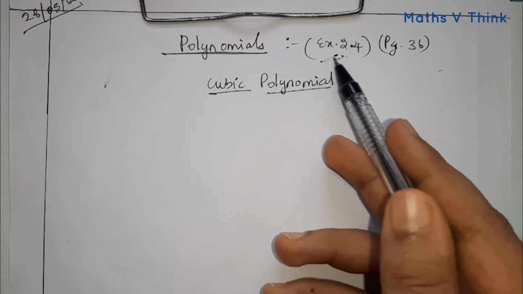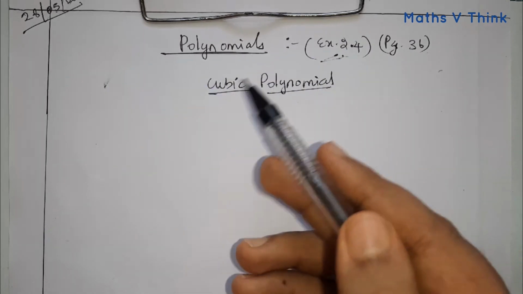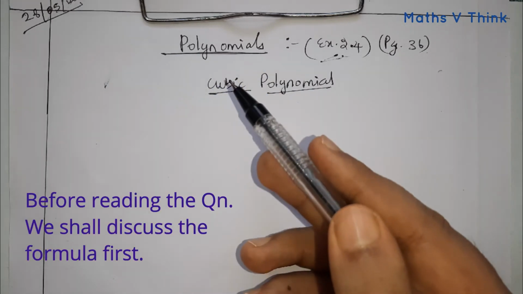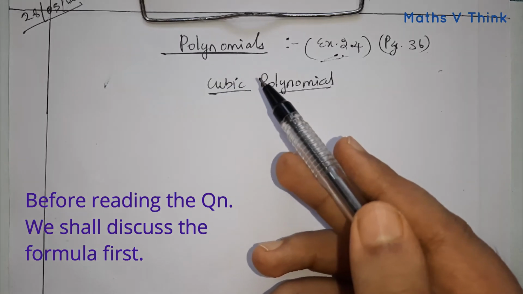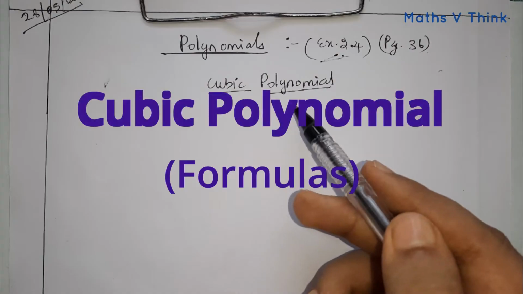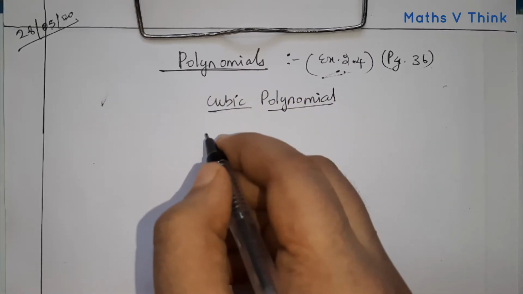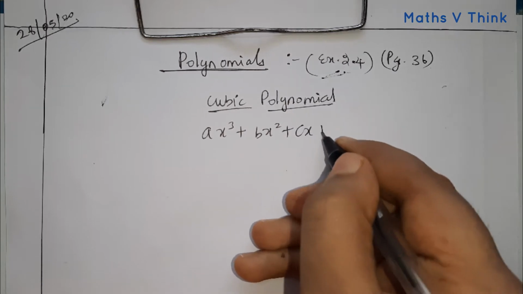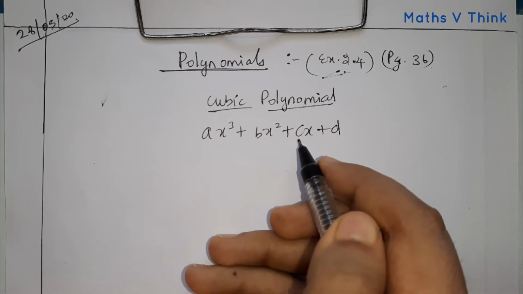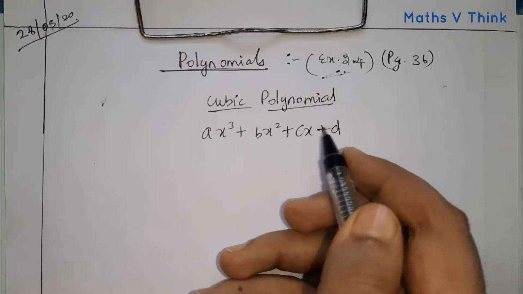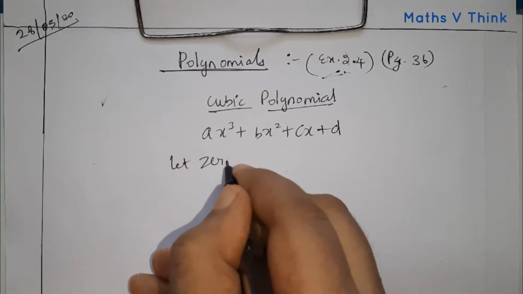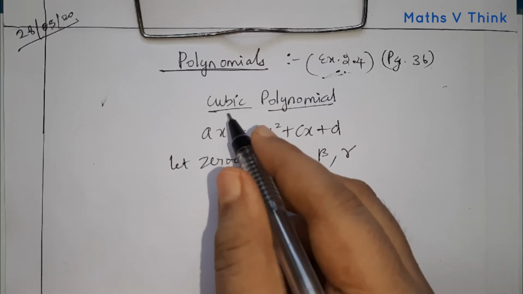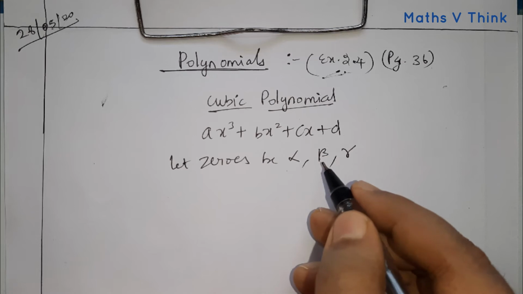Today we'll be doing exercise number 2.4. Like in every video, before starting any exercise or any type of new sum, we start with the basics and the formulas. In this video, same way I'll be explaining you the formulas of the cubic polynomial. In cubic polynomial, we know the general form is ax cube plus bx square plus cx plus d. Here a, b and c are the coefficients and d is the constant, and let the zeros be alpha, beta and gamma. Why? Because a cubic polynomial has 3 zeros, so alpha, beta and gamma.